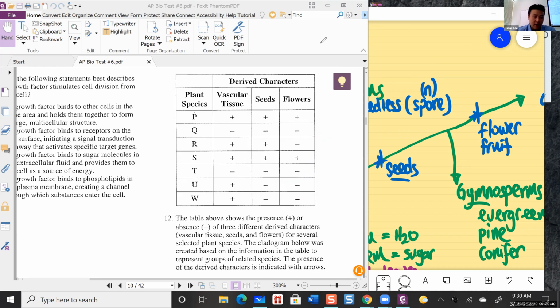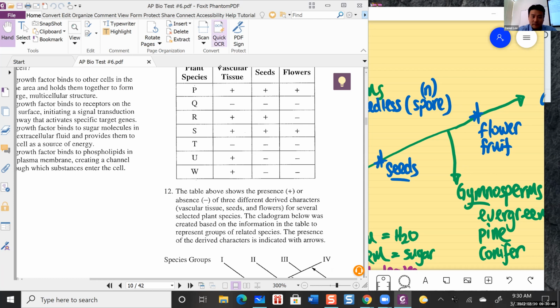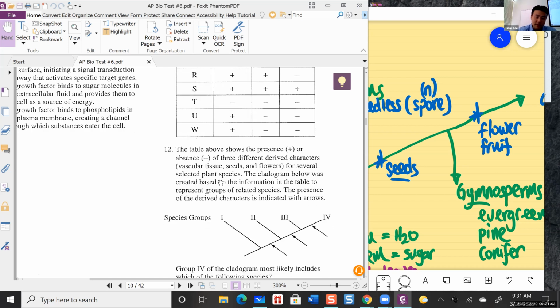So number 12, the answer is A, right? So A is PS, okay. So P has everything and S has everything, right? That makes sense? Okay, so you just have to read off the cladogram, who has everything, right? So P and also S. Now that means they can tweak the question and ask you who is group 1. So who is group 1, the poor things that don't have vascular tissue. They barely made a plant.